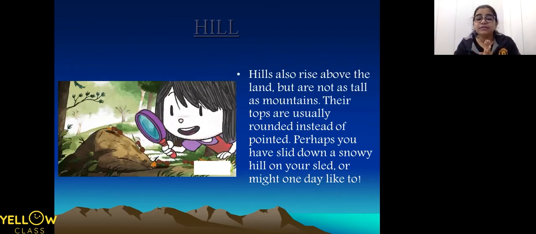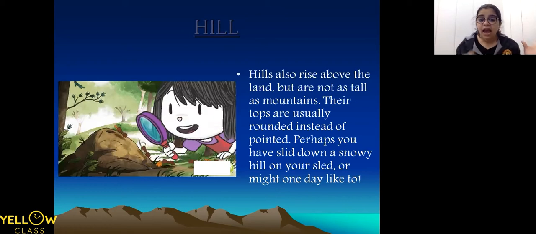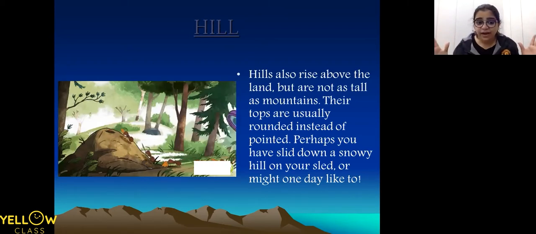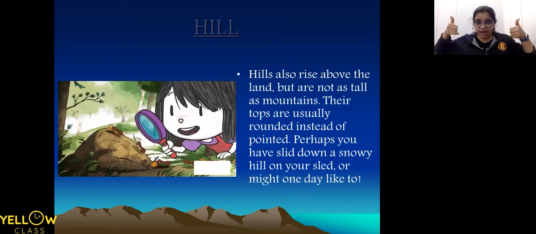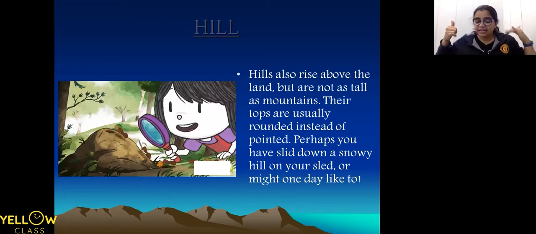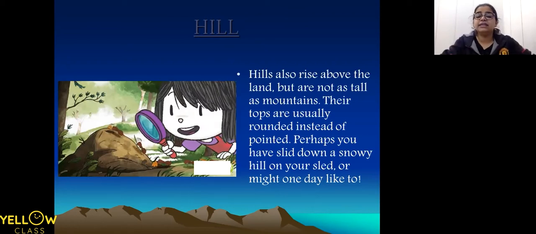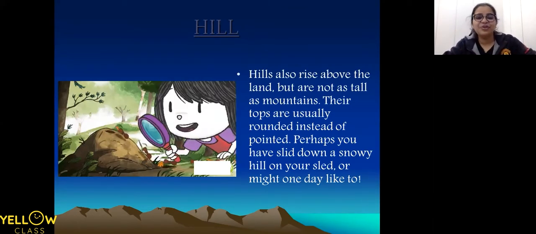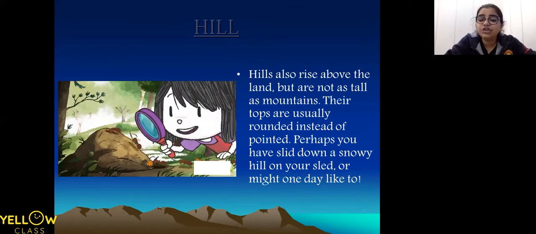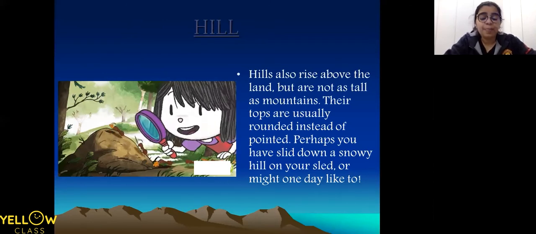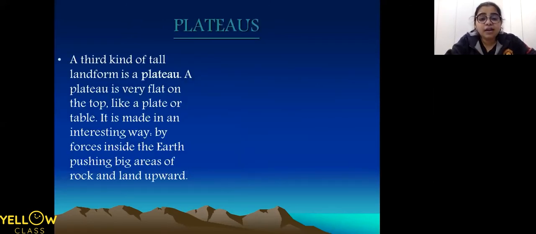So now we know the difference between a mountain and a hill. Is that very, very clear, everyone? Show me a thumbs up. Yes. So the taller one is a mountain, and a little shorter from that is a hill. Wonderful. All right. So done with two, the mountain and the hill. Let's move on to our third landform for today, and that is a plateau.